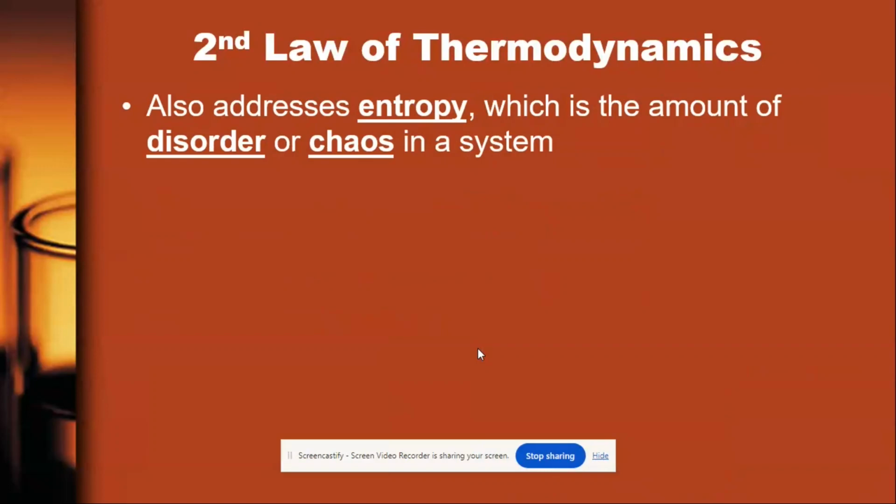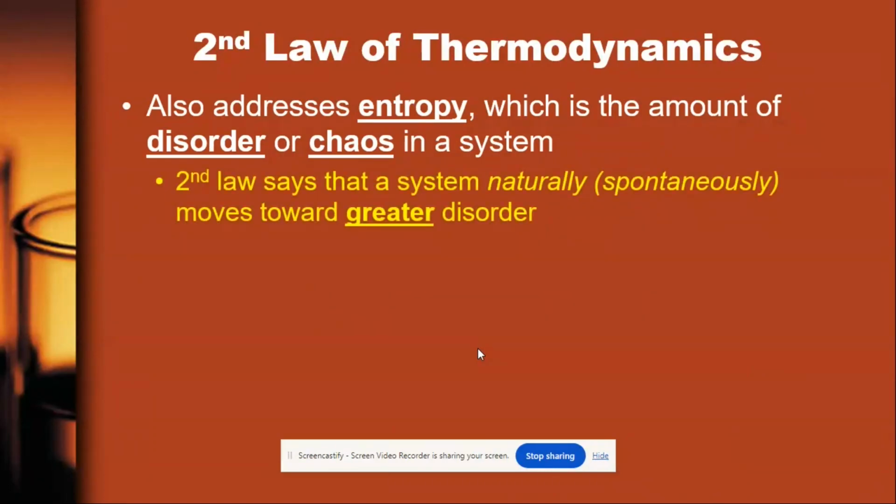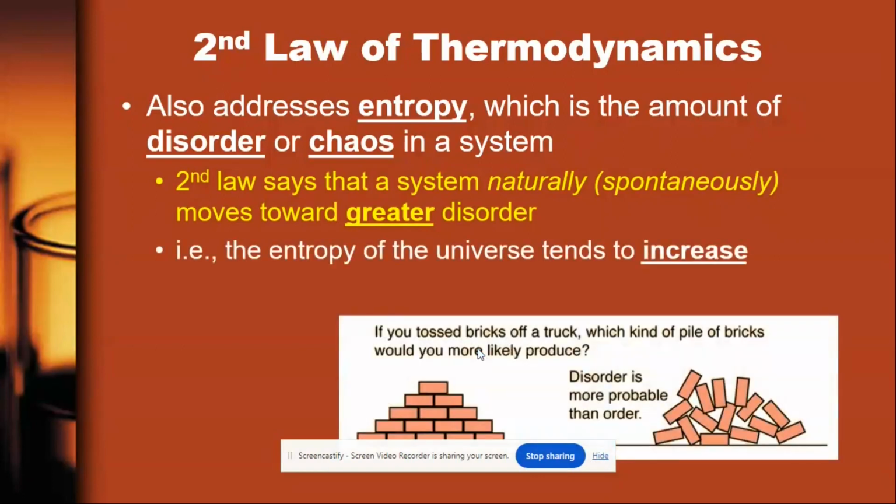And the second law tells us that all systems naturally, or spontaneously, move toward greater disorder. In other words, the entropy of the entire universe tends to increase, and this happens naturally. This picture down here on the bottom of the screen is a great example of what we're talking about. Imagine you toss a pile of bricks off of a truck or a building or whatever. Which pile of bricks would you more likely produce? Well, obviously this one is the most likely because disorder is the most probable scenario. That's because of the second law. Systems naturally tend toward greater disorder. Could this pile happen on the left? Yes, it could, but it's extremely unlikely. In a similar way, think about your bedroom.